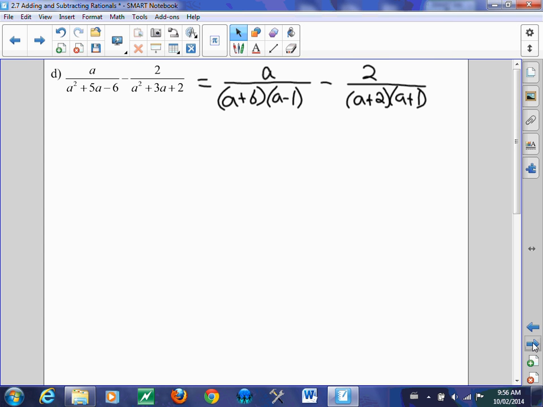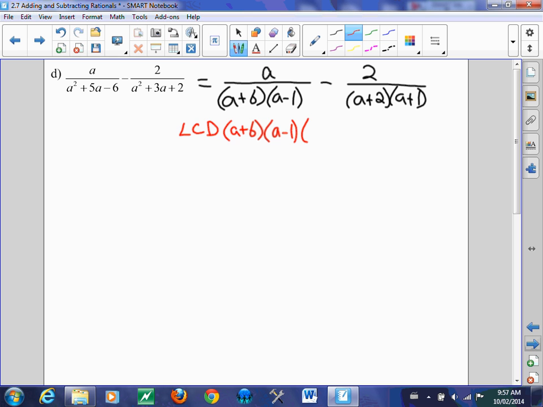Okay, which kind of stinks, because what's our lowest common denominator going to be? Lowest common denominator is going to be all 4 of these. So it's going to be a plus 6 times a minus 1 times a plus 2 times a plus 1.